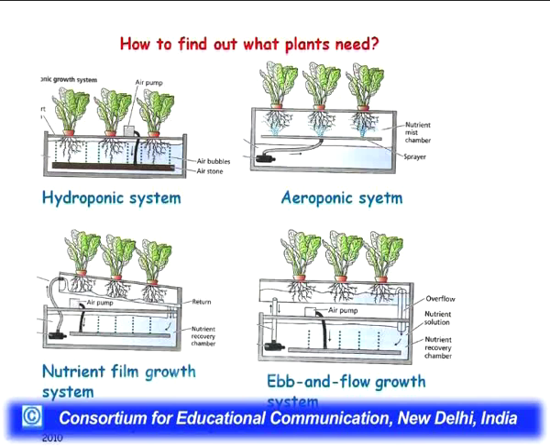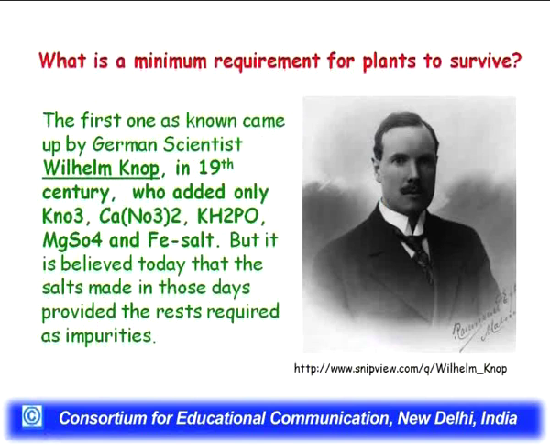And so, based on this, very early in the 19th century, William Knop came up with a formula for minimum support of the plant. And what he added is just 5 salts: potassium nitrate, calcium nitrate, potassium phosphate, magnesium sulfate and iron salt. Today we know it needs almost 19 elements, but at that time he did not add anything else, and only those 5 salts were sufficient for sustenance of the plant. But later on it was realized that in the 19th century the chemicals which were made were a bit impure, and the impurities present in the salts provided the other required elements.